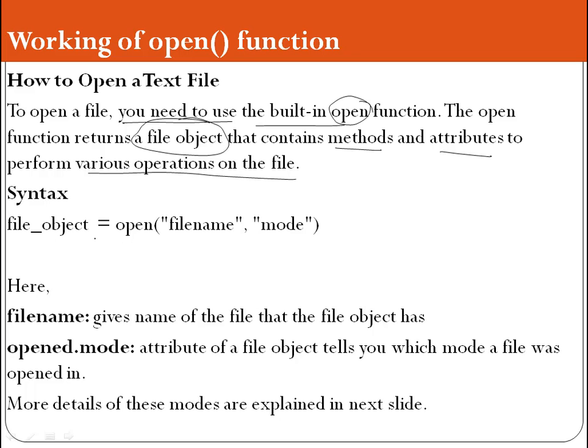So let's see the syntax. This is the variable, right? And here you are using the built-in function open, where you are providing the name of the file to be opened, and here the mode in which you are going to open the file, right? So two arguments are to be passed, and the mode argument is the optional one. File name gives the name of the file that the file object has, and open mode is the attribute of a file object that tells you which mode a file has to be opened in, right?